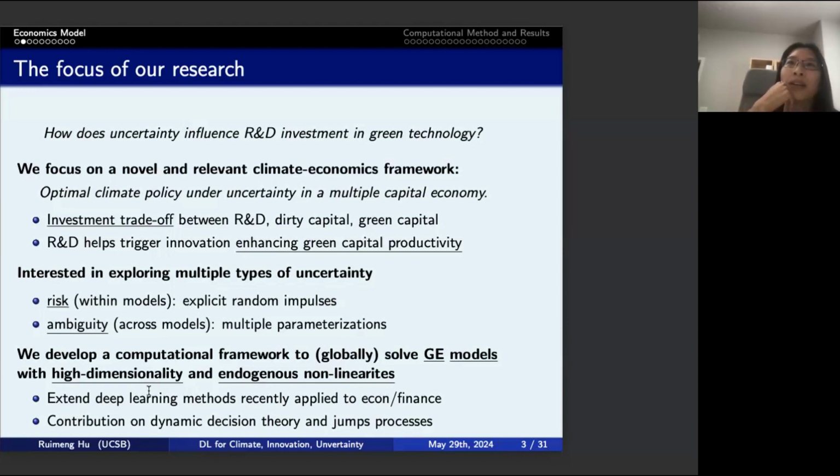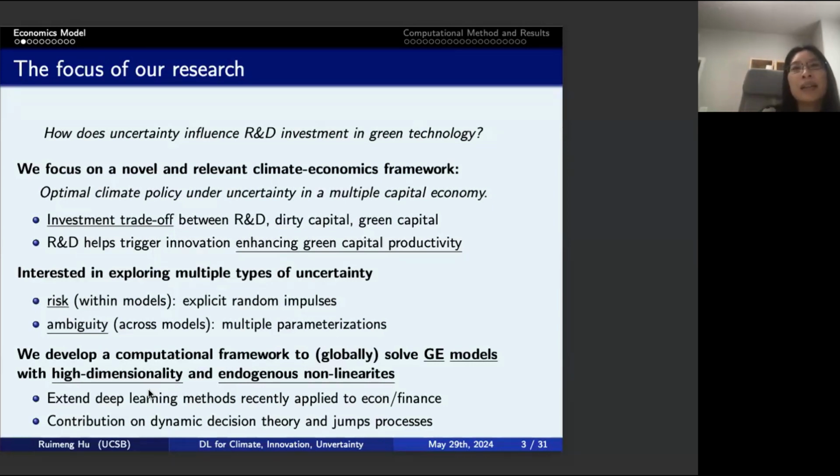In this economic world, we have three different kinds of capital. We have the R&D capital, which is the knowledge capital, and the higher the knowledge capital, the more it helps to trigger innovation, which can enhance the green capital productivity. On top of it, we also have the dirty capital. For example, you have some companies using coal, which produce pollution and carbon emissions, and you also have the green capital. We can think about a company using solar energy or wind energy, or electric vehicles, for example.